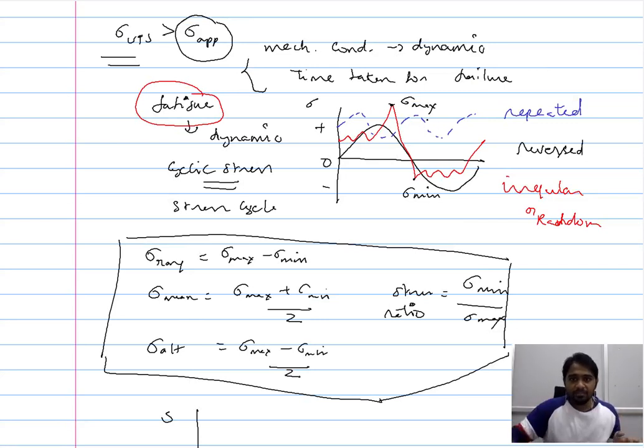Therefore, the time can be translated to number of cycles. In this case of the reversed stress cycle, what we have shown is just one cycle. So the time taken for this one stress cycle can be used to calculate the time spent by the material for a given mechanical condition.